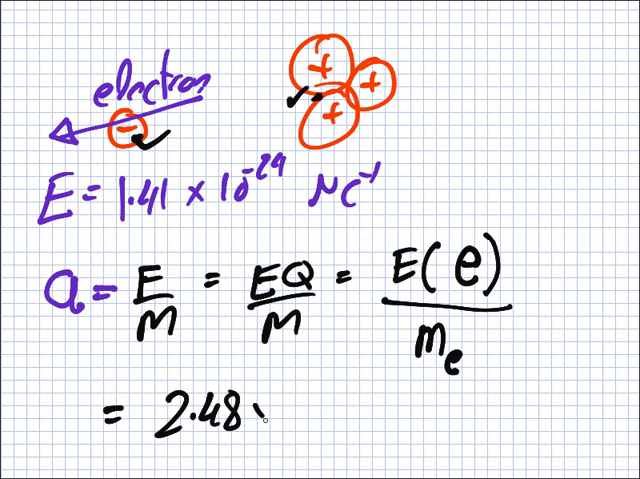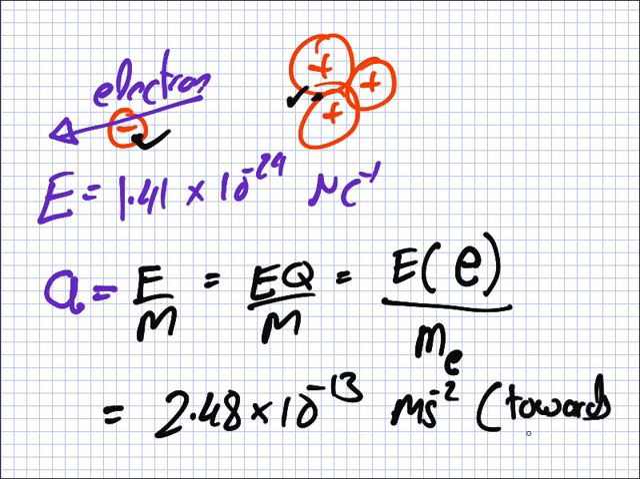2.48 times 10 to the minus 13. Did you get that as well? Well, direction. Yeah, if you want to put in the direction, I'll put in towards the protons. Or if you want to say minus, then Gina, you're saying that this way is plus and this way is minus. Okay. Is that alright? Continue?